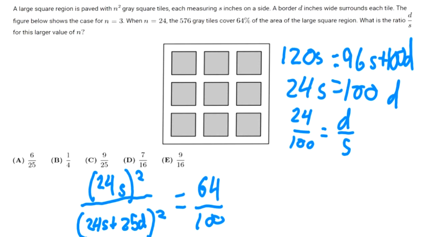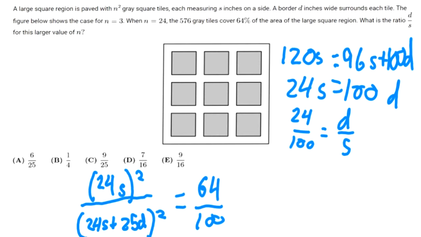Okay, next question. A large square region is paved with n squared gray square tiles, each measuring s inches on a side. A border d inches wide surrounds each tile. The figure below shows the case for n equals 3. When n equals 24, the 576 gray tiles cover 64% of the area of the large square region. What is the ratio d over s for this larger value of n?